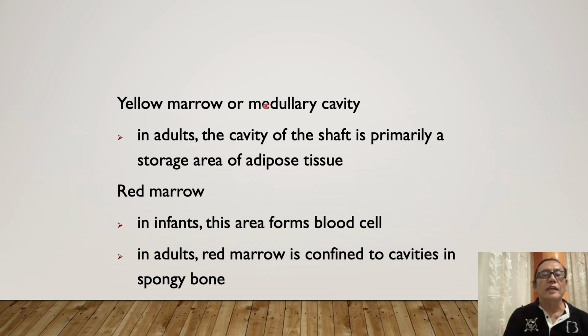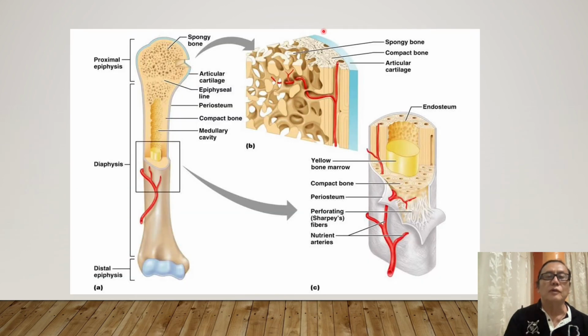Then we have the yellow marrow or the medullary cavity. In adults, it is filled with adipose tissue. Like in beef bone marrow, which you eat and is delicious, because it is fatty. Then we have the red marrow. In infants, it forms our blood cells. In adults, the red marrow is found in the cavities of some bones. They are still responsible for blood formation. So the yellow marrow is adipose, fatty, while the red marrow in adults is no longer found in the large cavities.